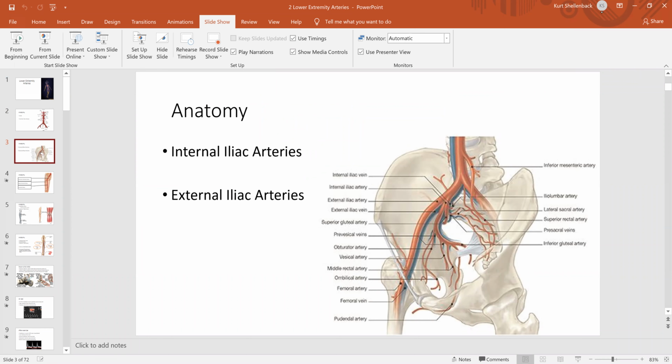Anatomy, internal and external iliac arteries, of course. Oh, let me get, okay. Hello, come with me. It will not pass the barrier, that's interesting. Okay, forget it. Forget it.